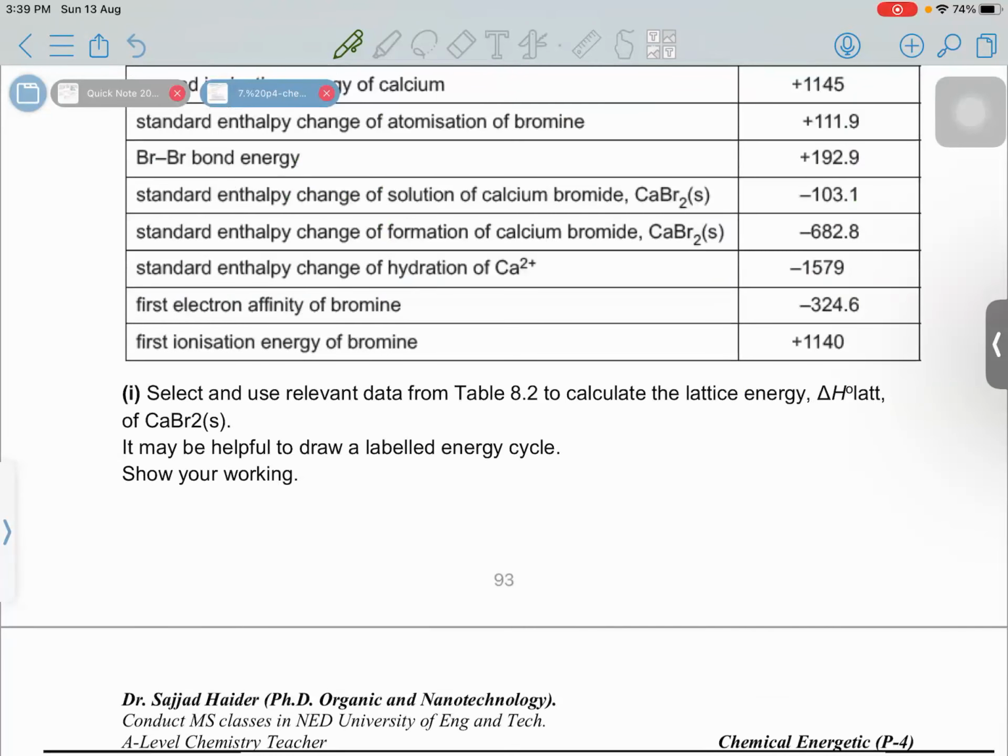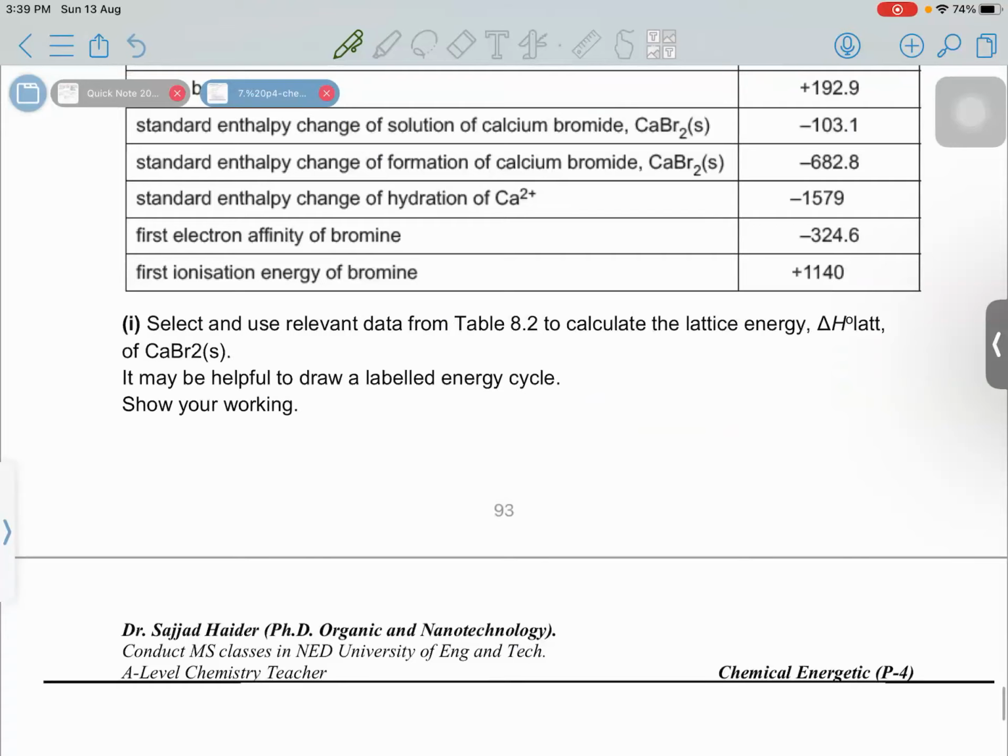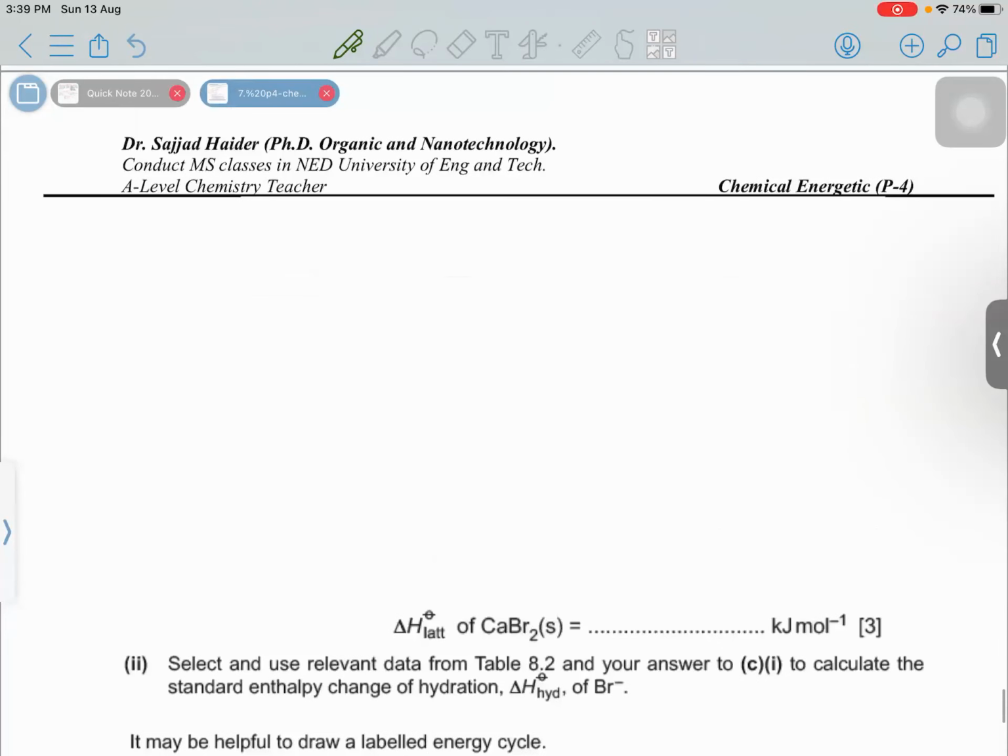Now you have a numerical, right? The question is about calcium bromide. Lattice energy is required, right? Now I am starting. You have calcium solid, then convert to calcium gas, then Ca plus 1 gas, then Ca 2 plus gas. Here remove 1 electron, here remove 1 electron. This is H1, this is H2, and this is H3.